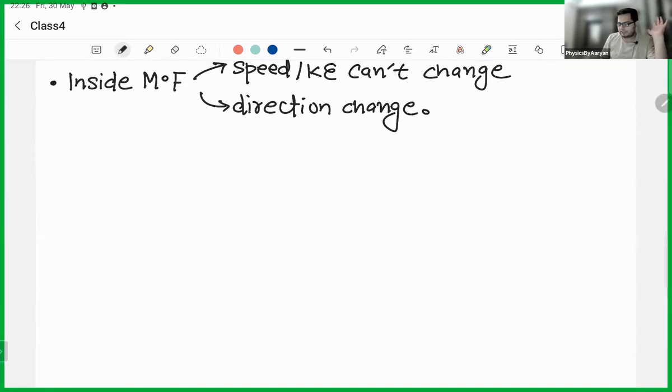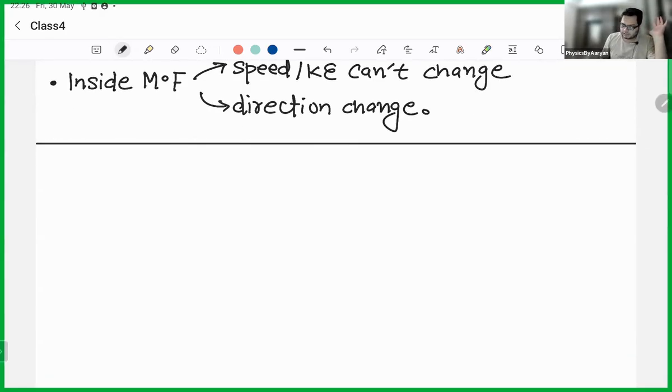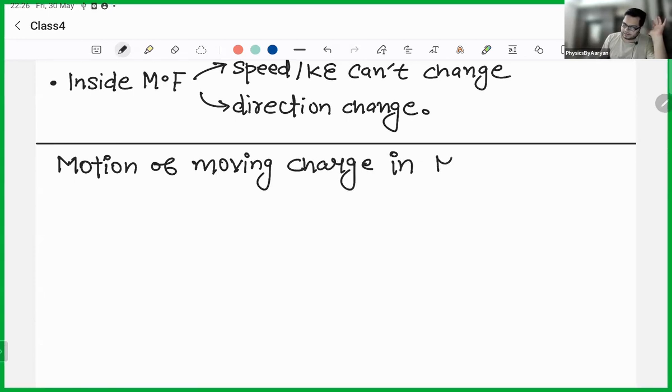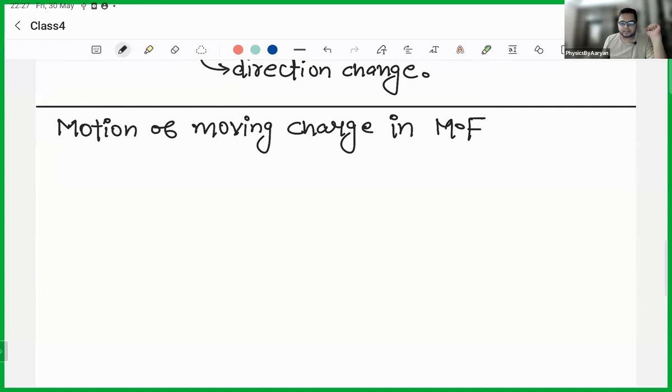Okay, so now we have three cases. Motion of a moving charge in a magnetic field. Today I'm going to give you the basic idea, not derivations. Tomorrow we are going to solve three very difficult problems. Today we will have basic problems and basic ideas. Tomorrow we will discuss very difficult problems on this concept, which you usually do not find easily in the books, but we will do it. So for today, let's have a very basic idea of the motion of moving charges in a magnetic field.